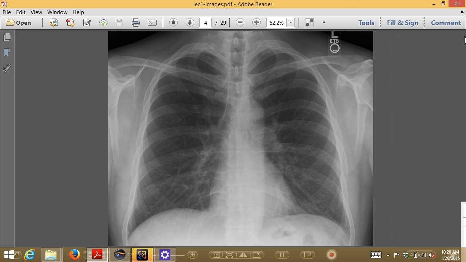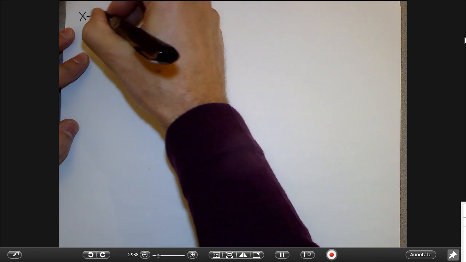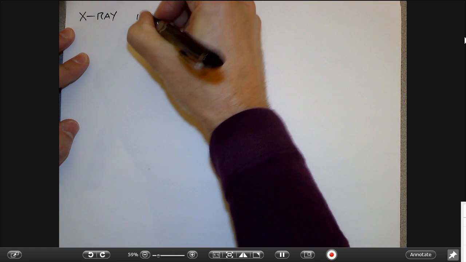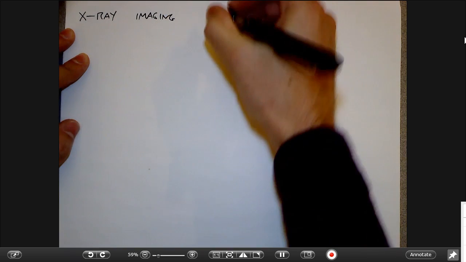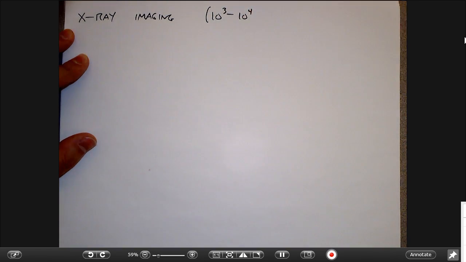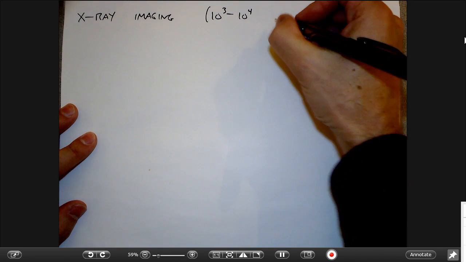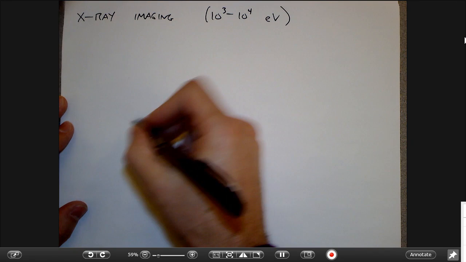Okay, so next up is X-ray imaging. X-ray imaging is a little bit lower energy. Well, before I leave gamma radiation, I should just say that that's also used for astrophysical imaging, right? Because these celestial bodies are giving off radiation that can be detected with gamma rays. Okay, so X-ray imaging, you're certainly probably familiar with.